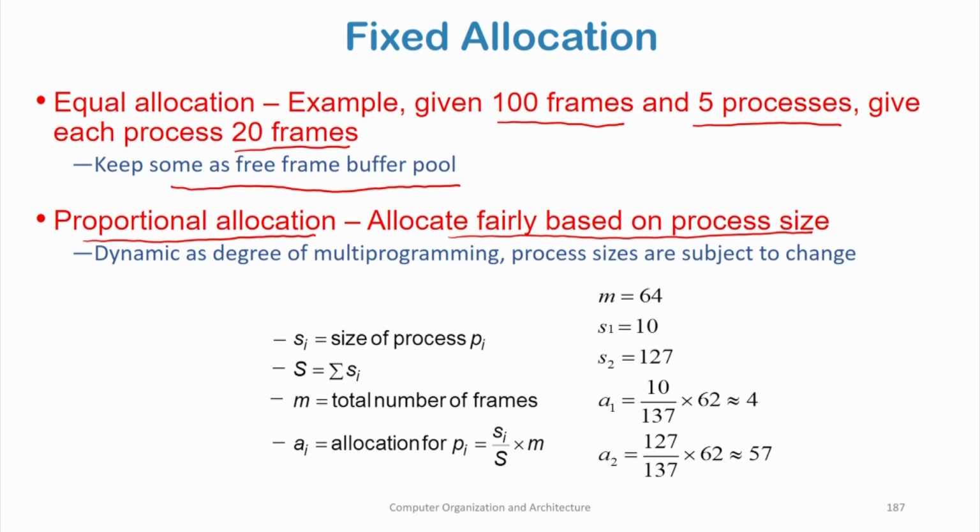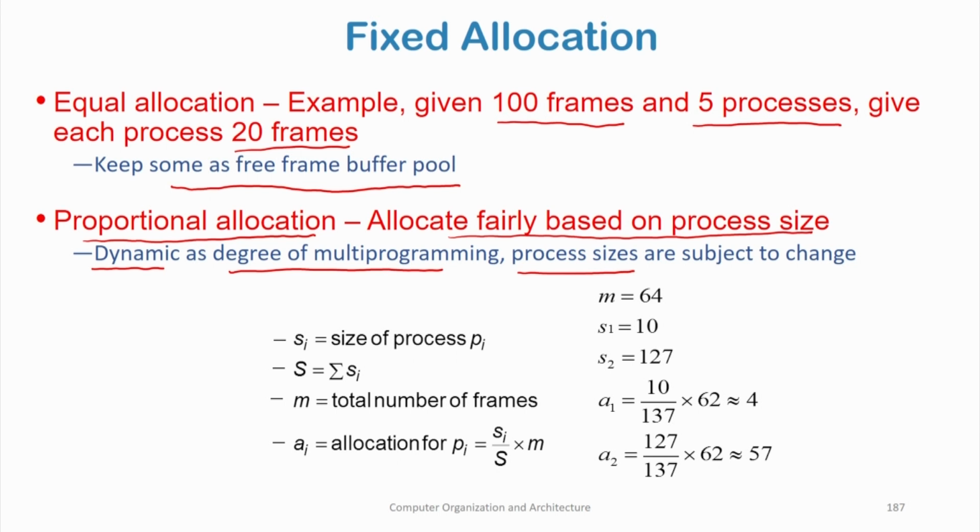Now, to overcome this problem, we looked at proportional allocation. What do we do in proportional allocation? We allocate the frames to processes based on process size. This is dynamic, as the degree of multiprogramming and process sizes are subject to change. The size of a process in main memory at a given time will vary in time. The degree of multiprogramming, that is the number of processes that are co-executing together in the system at a given time, will also vary. Therefore, the number of frames allocated to a process will also vary in proportional allocation.